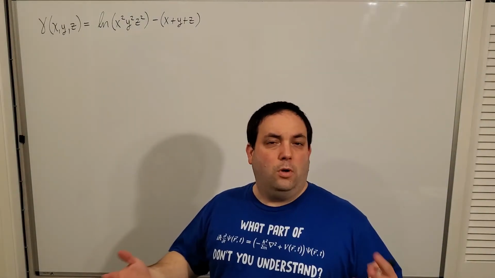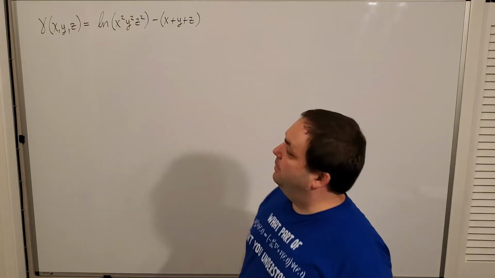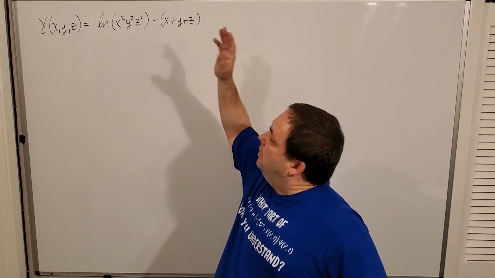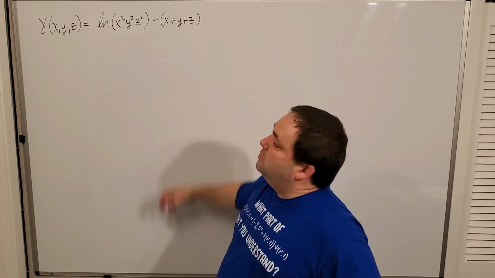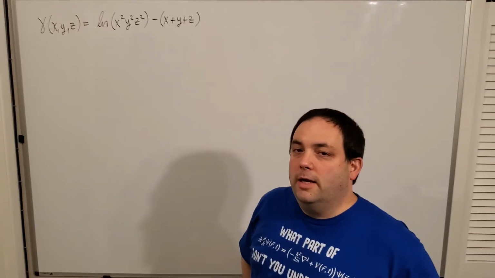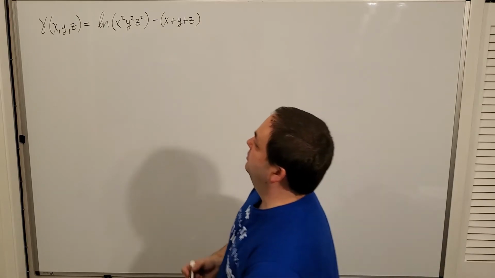Let's finish up with one more example of a 3-variable function. I have gamma of xyz is equal to the ln of x squared times y squared times z squared minus the quantity x plus y plus z. Okay? Seems pretty out there, right? Don't forget your laws of logarithms.